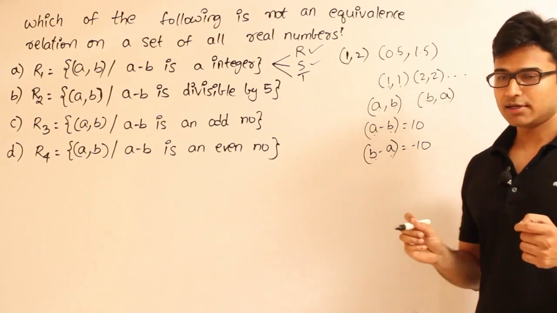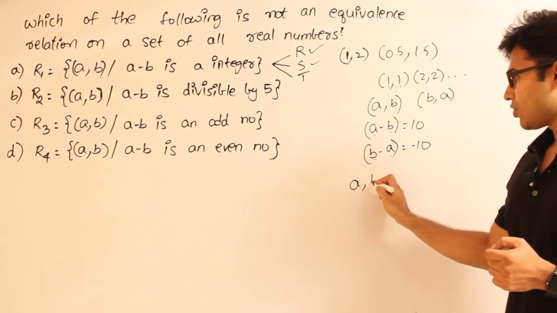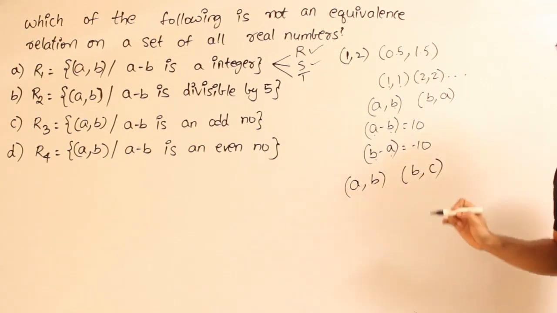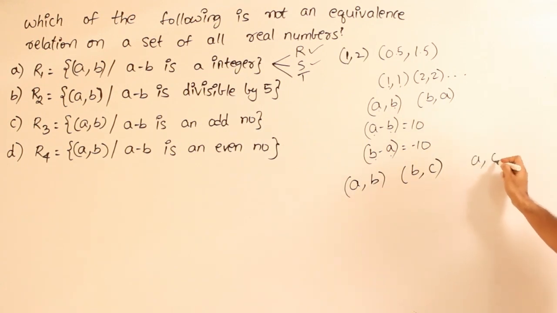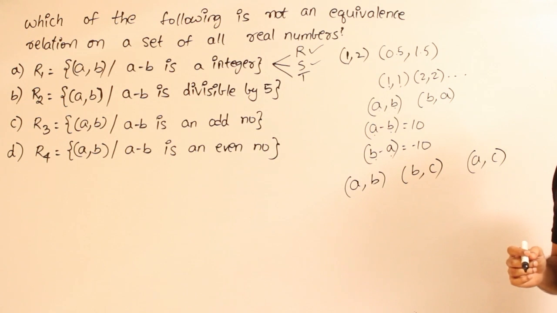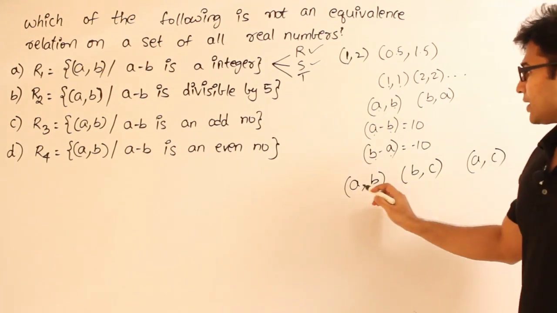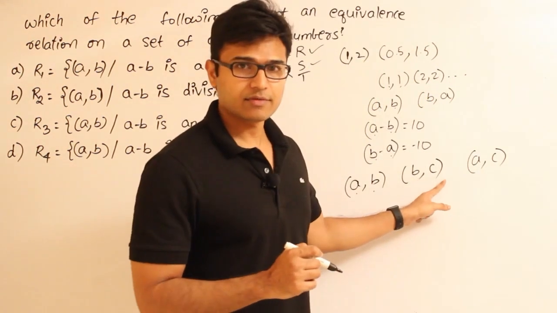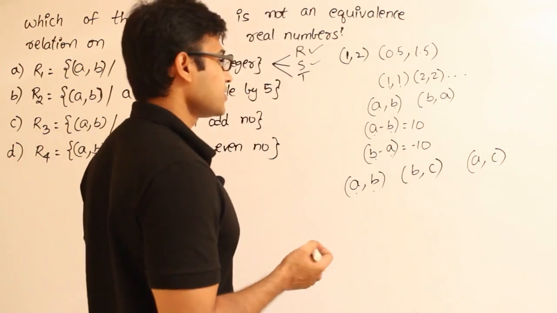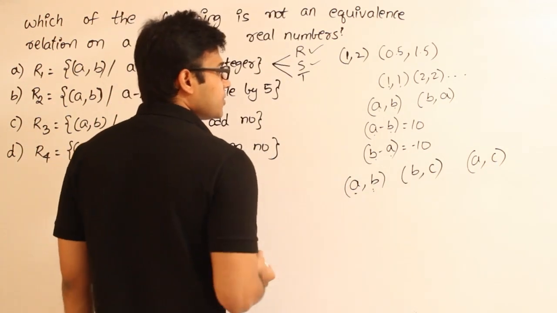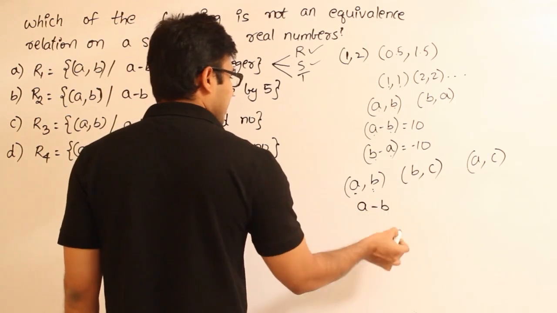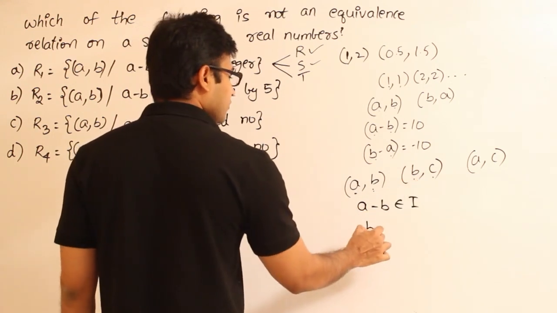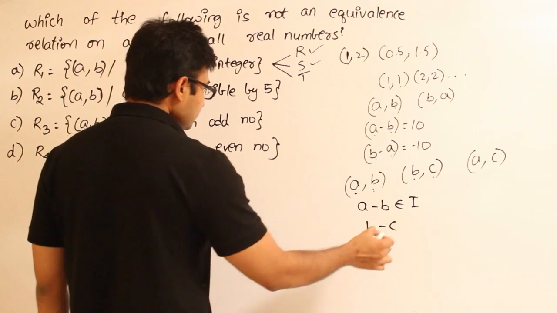Transitivity says that if you have two ordered pairs (a, b) and (b, c), then we should also contain (a, c) in the relation. Then only the relation is going to be transitive. Now we are saying that (a, b) is present, and then (b, c) is present. Then we should check whether (a, c) will be present or not. Now when will (a, b) be present? If a minus b is an integer, right? And when will (b, c) be present? If b minus c is an integer.